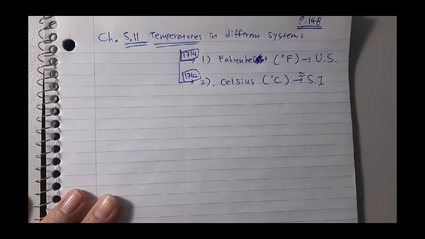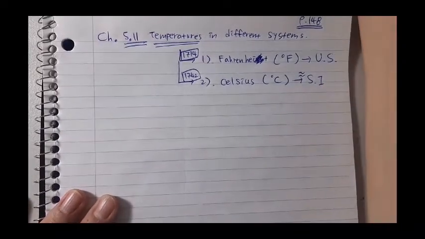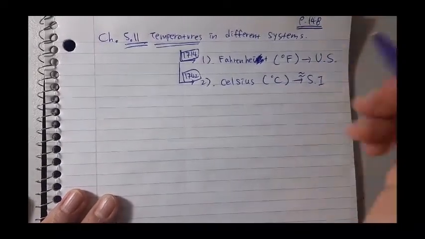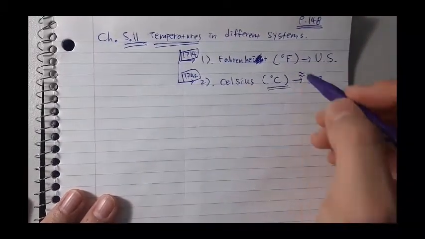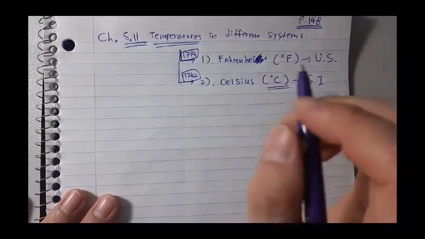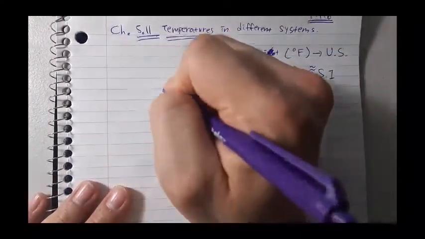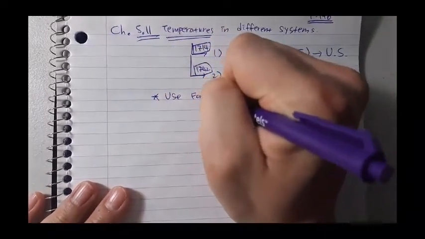And after that, in 1742, Anders Celsius suggested a different type. And like I said, we use Celsius more. Unlike the previous types of unit conversion, when it comes to temperature, you need to understand one thing. We use formulas.